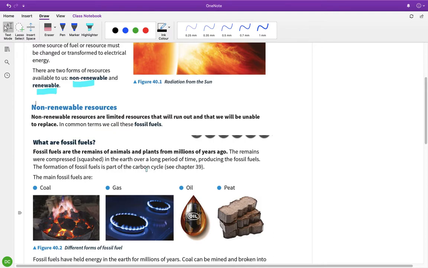Put on the spot, I said non-renewable resources are essentially resources that when you use them, they will run out. They can't be easily replaced. So non-renewable resources are limited resources. They will run out, and we will be unable to replace them. Okay, so there's some idea that they're used up.